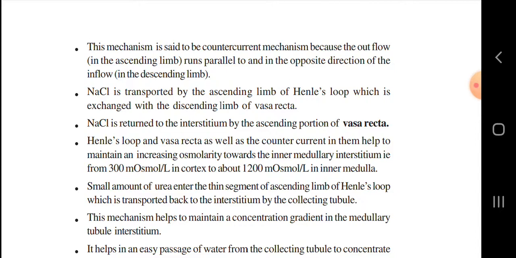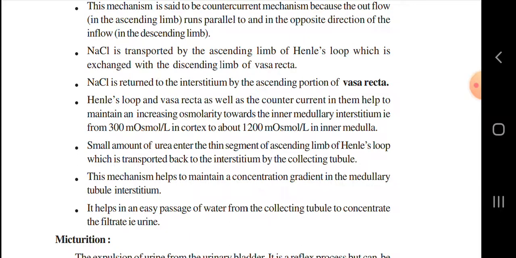The outflow and inflow are both parallel, and both are going on inside. NaCl is transported by the ascending limb of Henle's loop, which is exchanged with the descending limb of vasa recta. So it goes into the kidney, gets filtered and comes back. Next, NaCl is returned to the interstitium by the ascending portion of vasa recta.